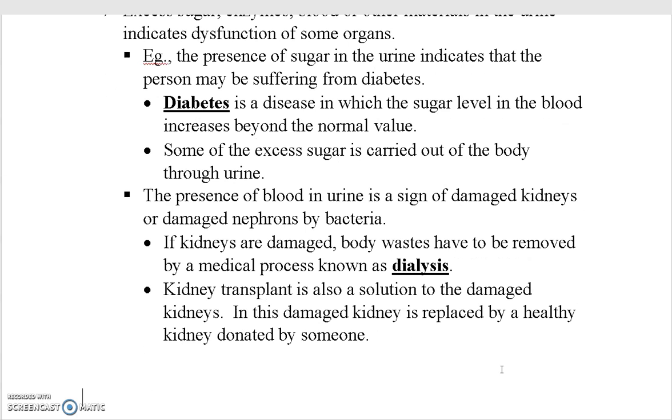We can also see the kidneys being transplanted. So, kidney transplant is also the solution to the damaged kidneys. What happens is, the damaged kidney is replaced by a healthy kidney. And this healthy kidney is donated by someone, maybe some family members or maybe some other person whose kidney is getting matched to the patient's kidney. They do all this matching with the help of some test again.